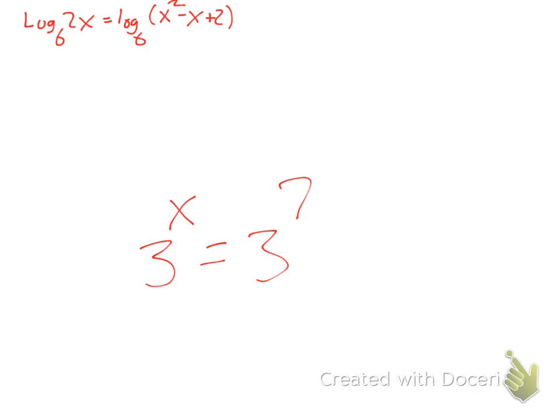And if the bases of the logs are the same, that means the numbers inside them have to be the same for them to be the same. Everything about a log would have to be the same. Corresponding positions have to be the same. And so, what does that mean about log base 6 of 2x equaling log base 6 of x squared minus x plus 2?